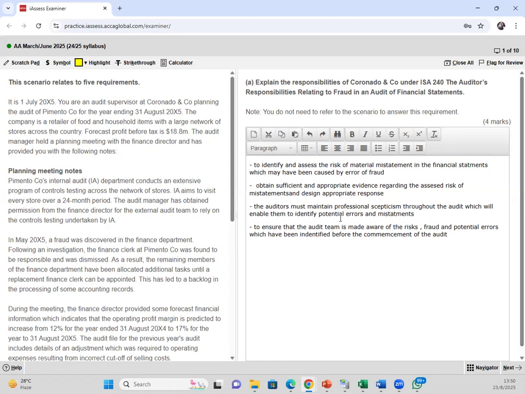So they have a responsibility to assess the risk of material misstatement. They have the responsibility to then gather sufficient and appropriate evidence. They also have the responsibility to maintain professional skepticism, so that if there is any potential fraud and error, they can quickly pick it out. Then they have the responsibility to ensure that the audit team is made aware of the risks. The team needs to know about the risks that they are likely to find.